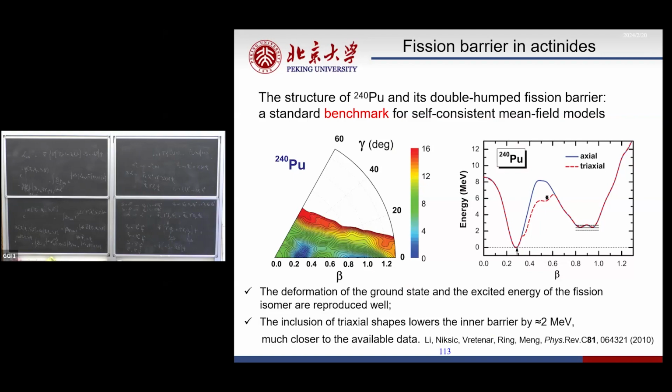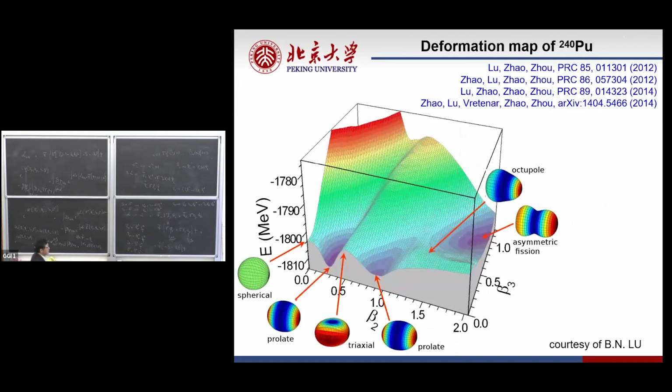And another thing is that this constrained calculation is also very useful in determining the fission barrier. For example, this is the famous plutonium-240. This is the ground state, this is the inner barrier, this is the second minimum, and this is a very complicated relativistic density functional calculation. And nicely, you see what the energy surface looks like if you allow different triaxial deformations and also reflection asymmetry, the octupole degree of freedom. So this is what the potential energy surface looks like.